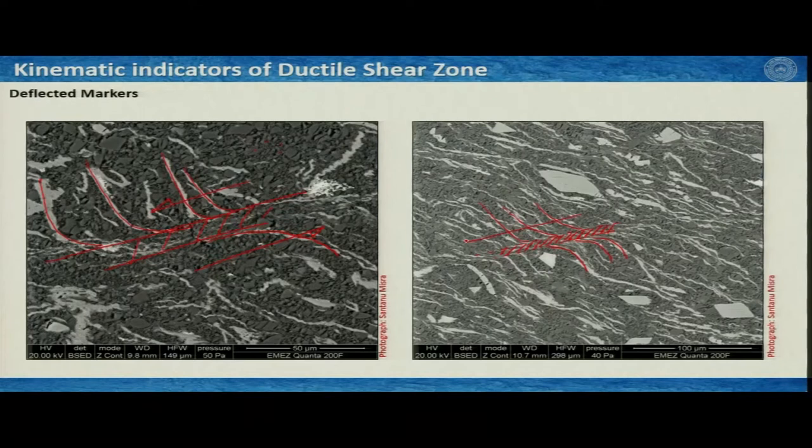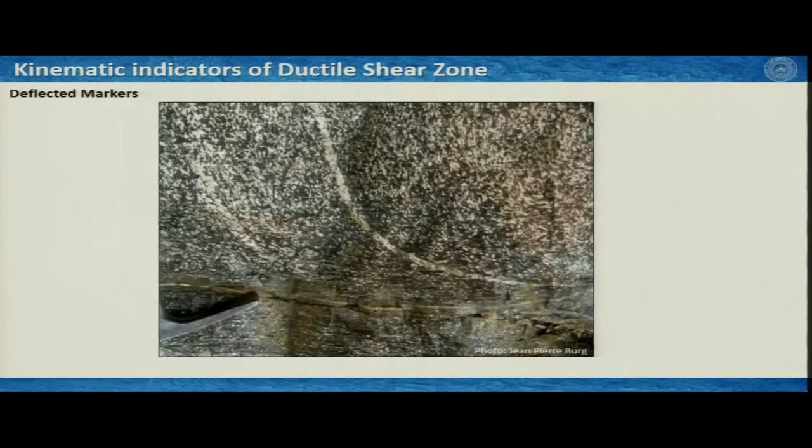So again, this is a similar experiment or the same experiment, I don't remember exactly, but the sense of shear in both cases is sinistral, right? So this is how you work. Now, in this example, we have the marker lines on both sides of the shear zone, but we may not have this case always.